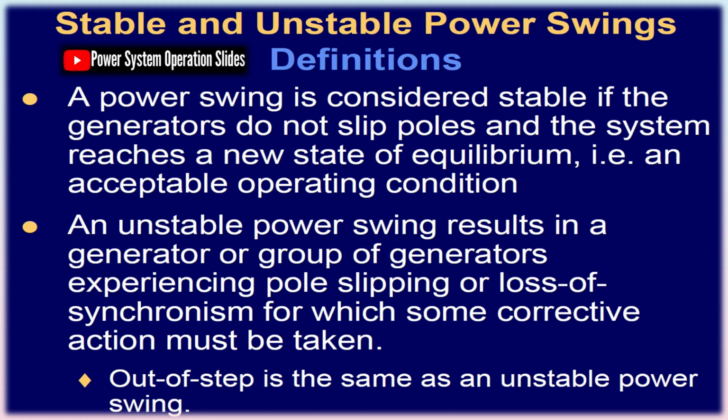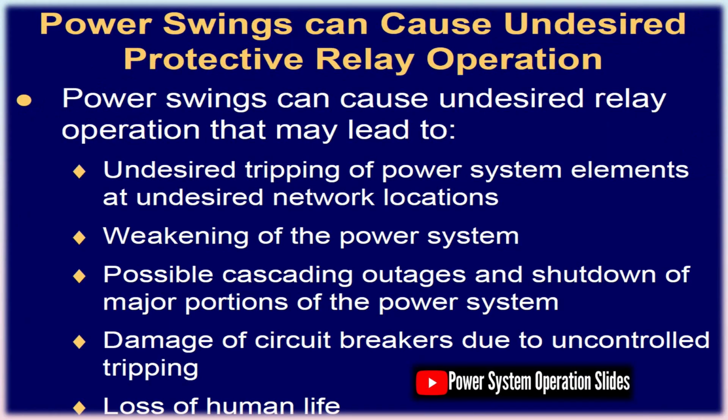Here, E sending and E receiving are the sending and receiving end voltage magnitudes, X is the total reactance, and delta is the phase angle difference. The corresponding power angle curve shows that as delta increases from 0, power transfer rises, peaking at 90. Beyond that, further increases in delta reduce the power transferred.